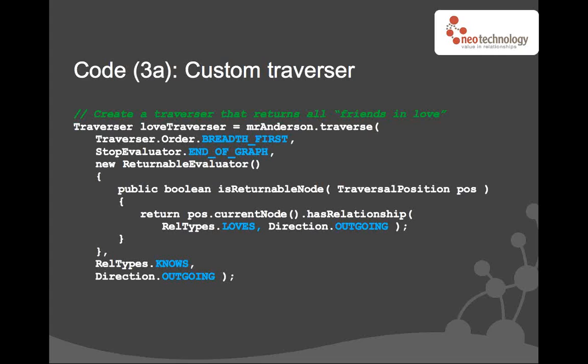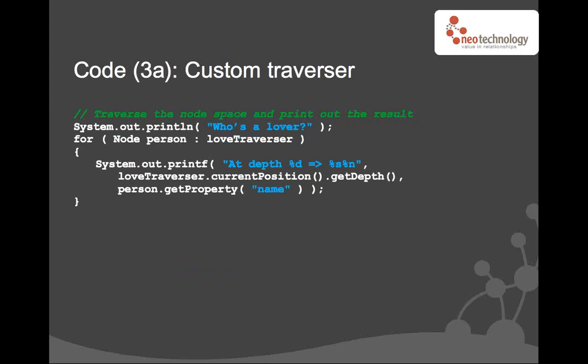We're passing in one line, which starts with position, pos.current node. It checks if it has a relationship of the loves type in the outgoing direction. If it does, that whole statement will return true. We're going to return true out of the isReturnableNode method, which means that we will include the node that we're visiting right now in the result set. So pretty straightforward, right? And then the printout loop is roughly identical to the one we used last time.